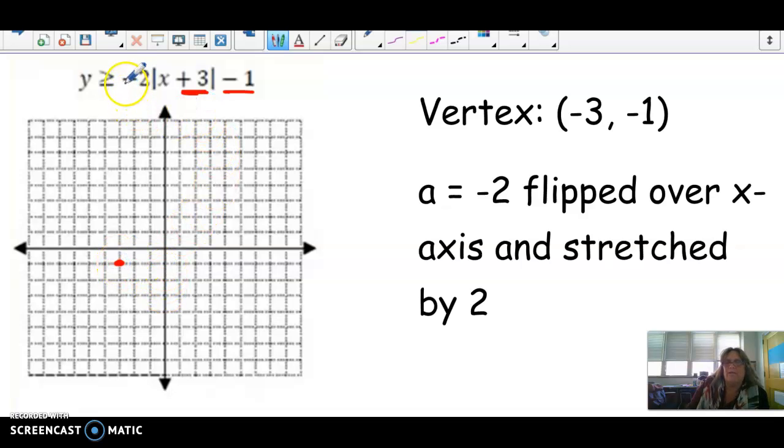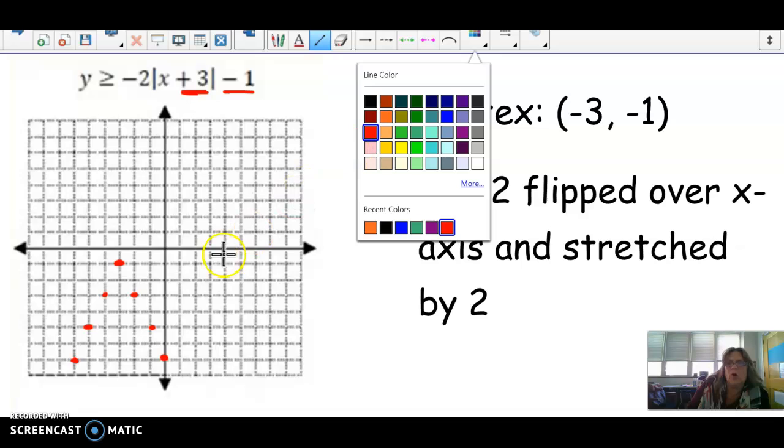We notice that our A value is a -2, so this negative tells us that it's going to open downward. It's flipped across the x-axis. And the 2 tells us that it's stretched by 2. So I'm going to go down 2, right 1, down 2, right 1, down 2, right 1. And I'm going to do the same thing on the other side, down 2, left 1. So it's technically been stretched. It's been pulled. That graph is longer.